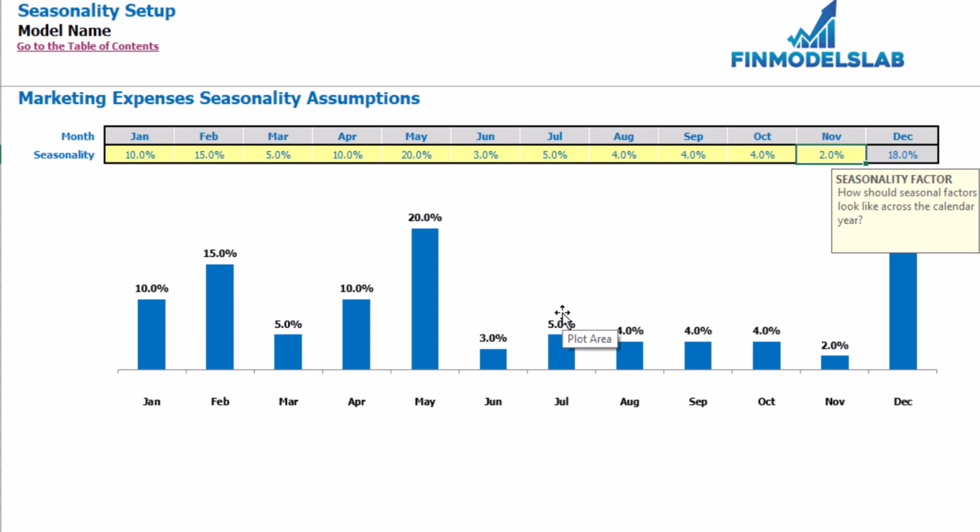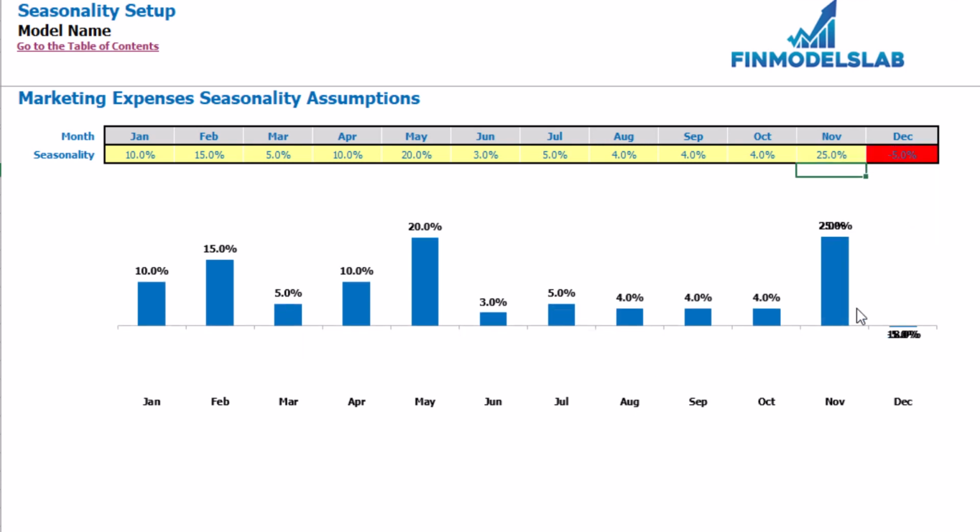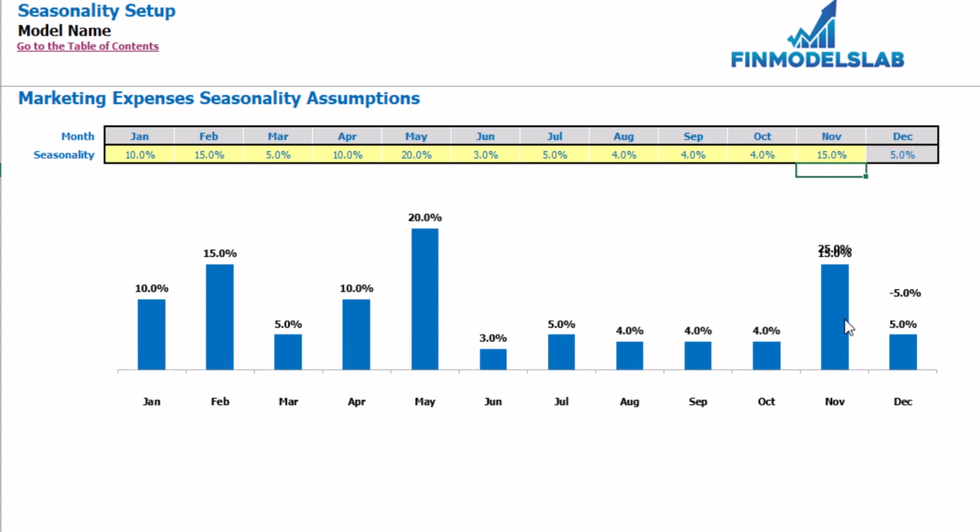So if you set up something very weird, for example 25%, December will be minus 5% and you will see it by red. It shouldn't be the case because the marketing expenses should be always positive. So you should keep December always positive. 15%, and in this case everything is positive. Hope that makes sense.